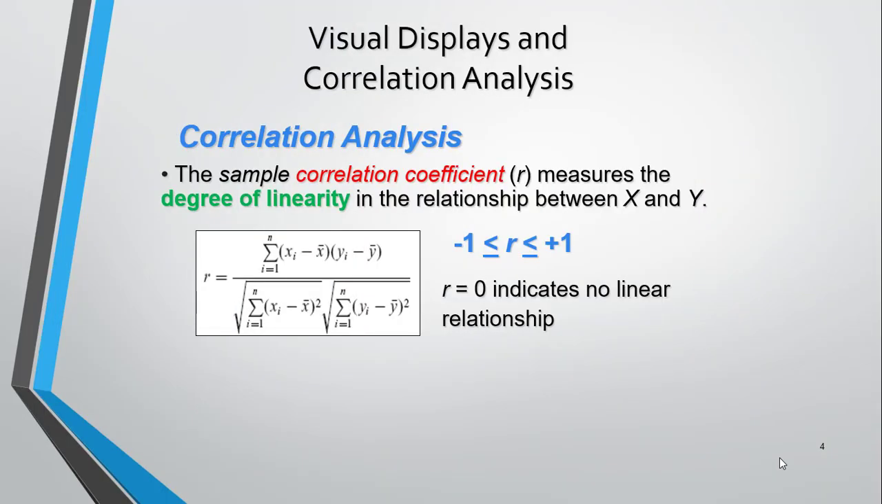And in correlation analysis, we use a correlation coefficient, or R, right? The sample correlation coefficient R measures the degree of linearity in the relationship between x and y. By definition, R is between +1 and -1. When R equals 0, it indicates no linear relationship, or maybe some other curvilinear relationship. This is how R is calculated.